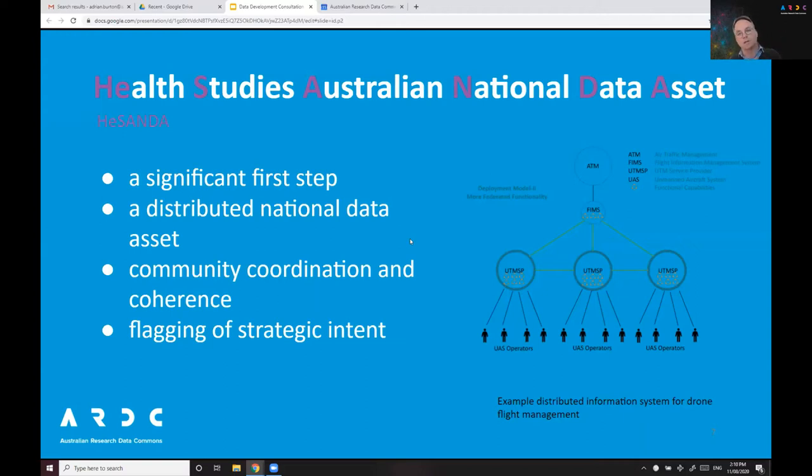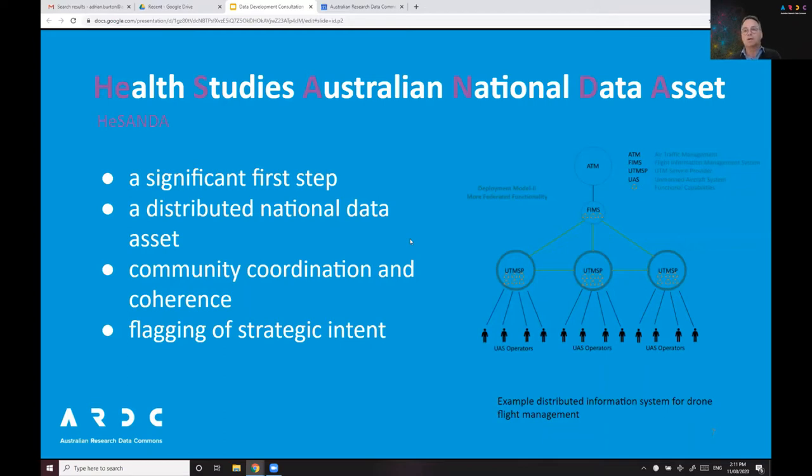And on the right, you can see a very common model, at least in information systems. This one is from drone flight management, of having a set of services and capabilities that are federated or aggregated together, and you can divide up the problem but still have some kind of central view of it. In order to do that, you need a lot of community coordination and coherence, and this project is really investing in that kind of activity, and today is the first example of that.